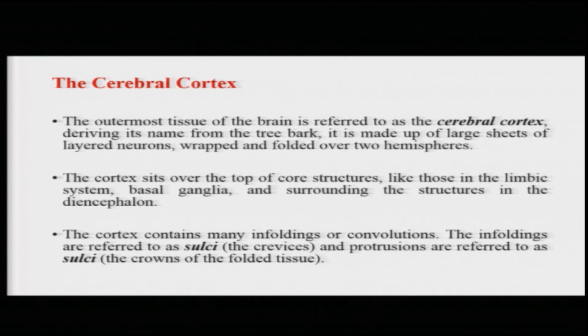Also, this is not just one structure. It is two halves connected by a bunch of fibers called the corpus callosum. We will talk about them moving further. The cortex sits on top of the core structures that we saw in the last few lectures, the brainstem, the midbrain, the basal ganglia and other things, wrapped around these basic structures which start from the spinal cord and brainstem.